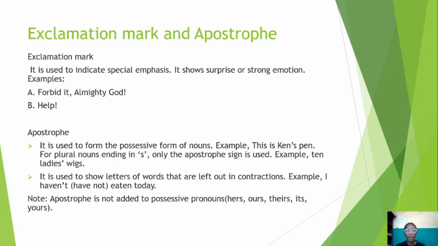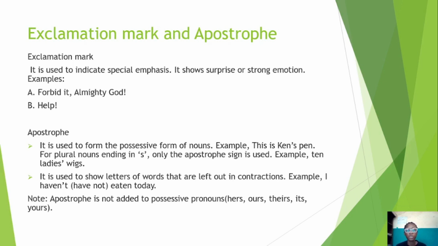Now also for plural nouns that end in S, we only use the apostrophe, like ten ladies' wigs. So we don't need to add another S at the end of ladies. For plural nouns that do not end in S, we add the S after the apostrophe, like children's, in the children's room. So after writing N, we have an apostrophe and then S.